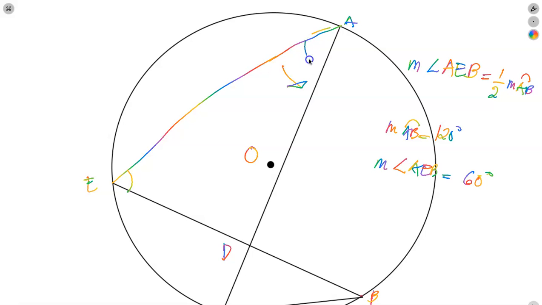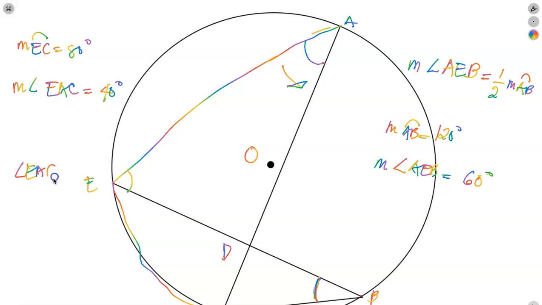Another example, this is an inscribed angle as well. If the measure of arc EC is 80 degrees, then the measure of angle EAC is equal to 40 degrees. Please note that there are two inscribed angles intercepting this arc. Take note of this arc, this angle and this angle as well. Because these two angles are intercepting the same arc, angle EAC and angle EBC are congruent, right? Because they're intercepting the same arc EC. Let's proceed to the next figure.